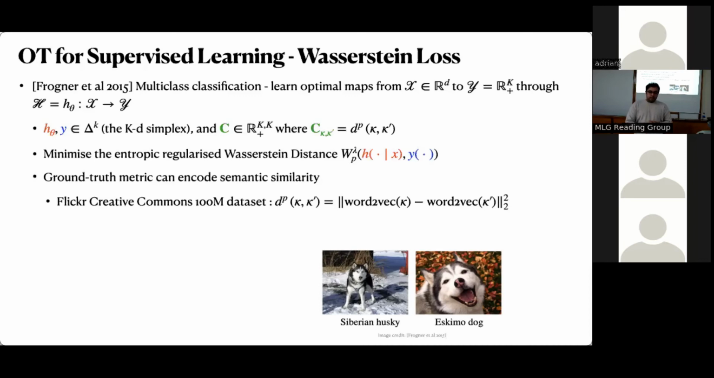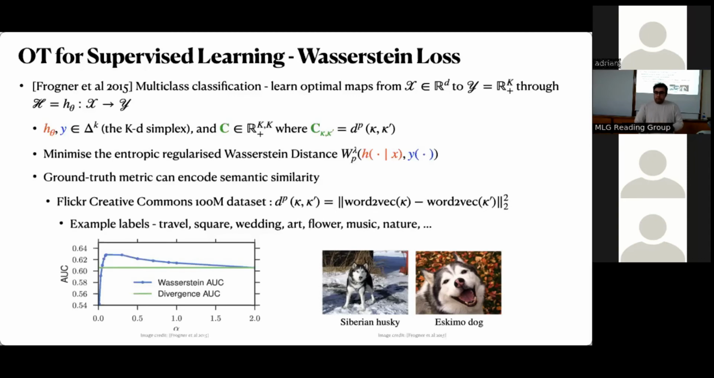But what this paper does is they basically take these labels, they take the word2vec embeddings of these labels, and then the cost matrix becomes the Euclidean distance in the word2vec space. And they use that distance metric along with minimizing the regularized Wasserstein distance to train a multi-label classification task. And it ends up being that if you encode the semantic similarity between classes in this way, you end up with a much better AUC for performance compared to just a regular KL divergence or maximum likelihood setup.